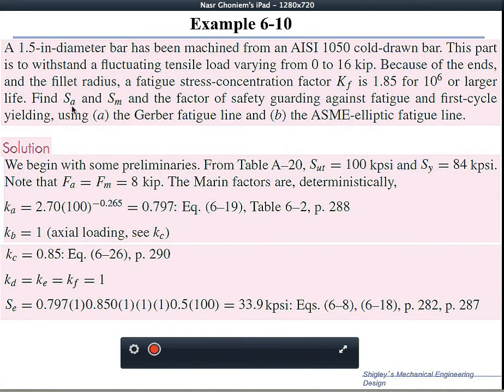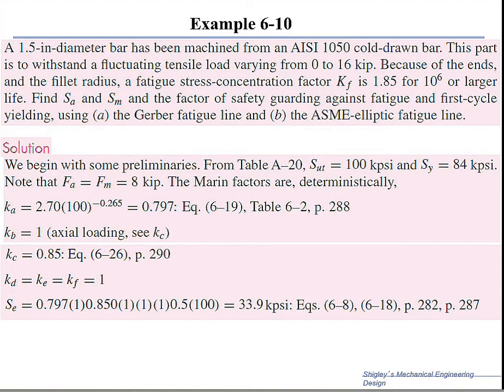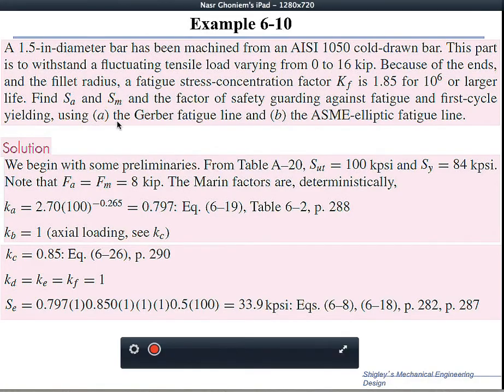So first we want to find the S alternating and S mean, or you can say sigma alternating and sigma mean. And then we want to find the factor of safety guarding against two things, fatigue and first cycle yielding. First cycle yielding meaning we don't want to go above the Langer line. And what we want to do is use Gerber first, the fatigue line, and ASME after that, the ASME elliptic fatigue line. So in this example, you see that I have the forces, minimum and alternating and mean.